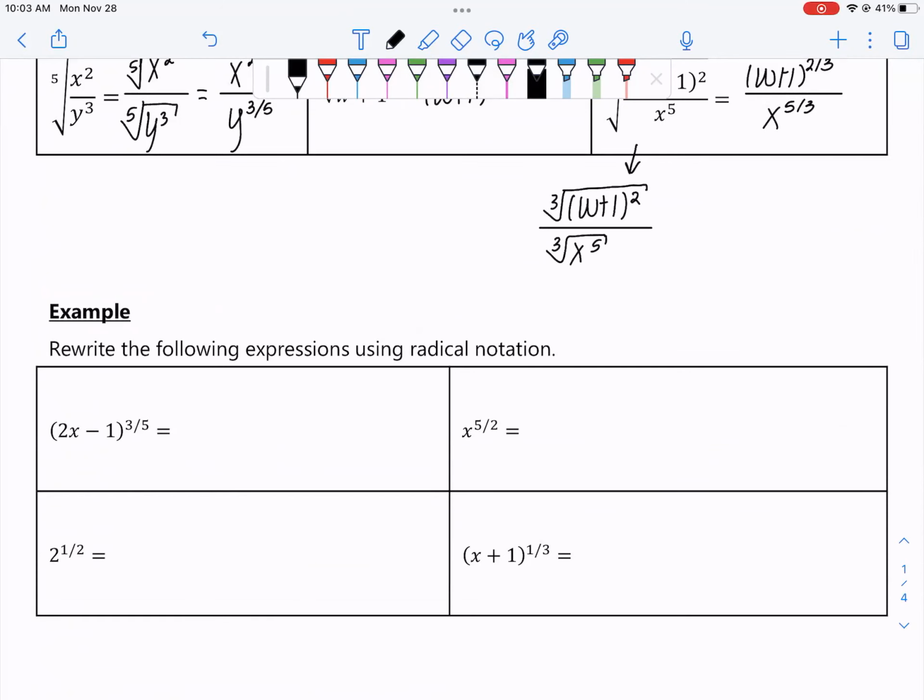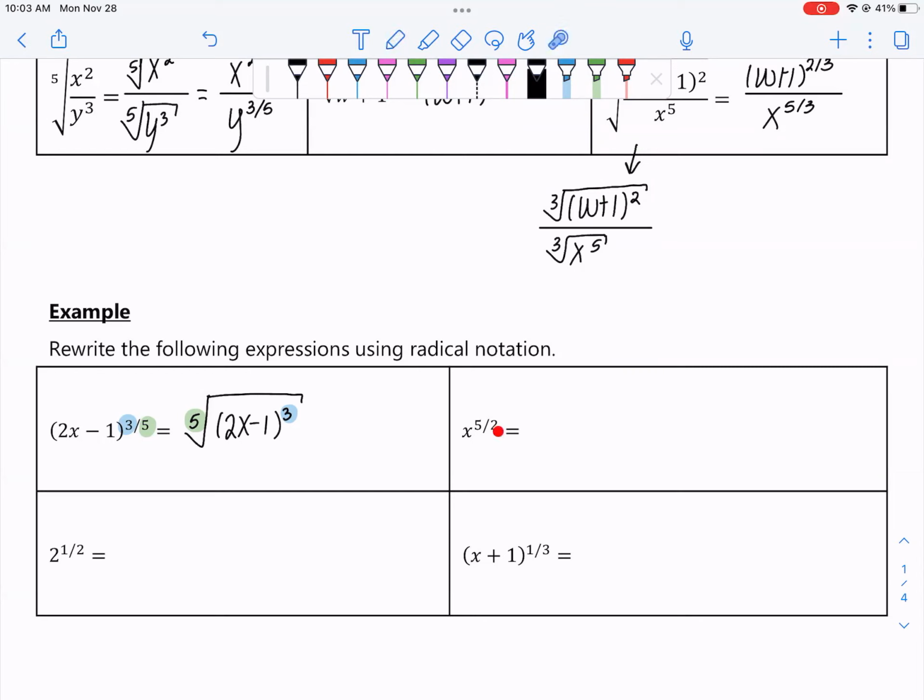Let's do a few moving in the backwards direction. It won't take us too long, right? So here, remember, powers above, roots below. Powers above, roots below. So this is a 5th root of (2x minus 1) raised to the 3rd power. Then x raised to the 5/2.